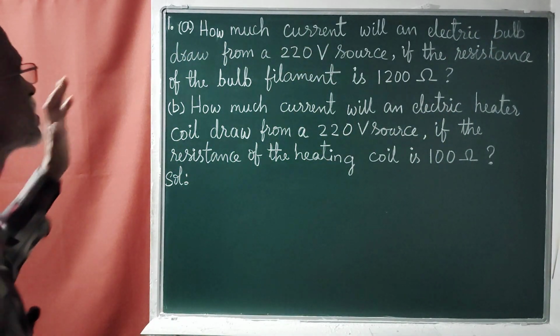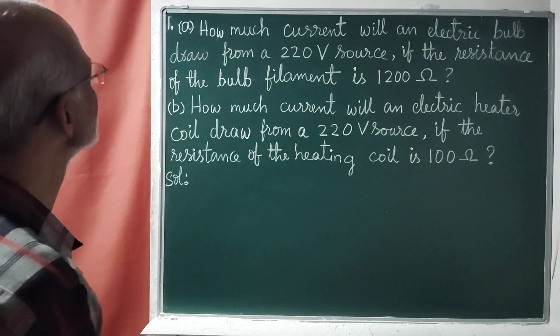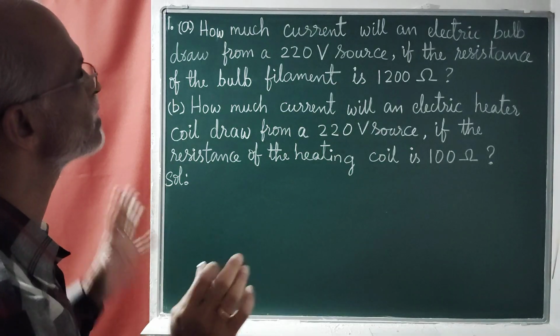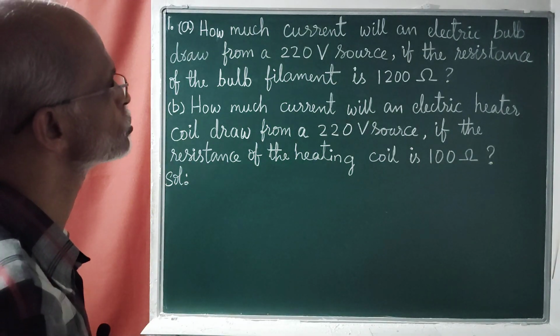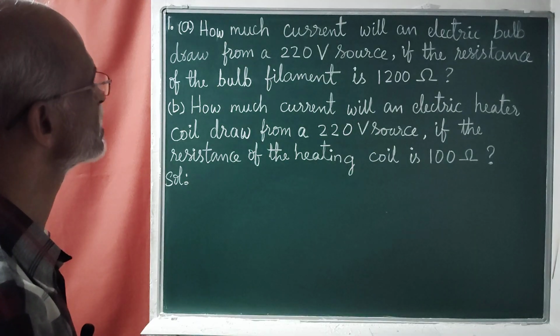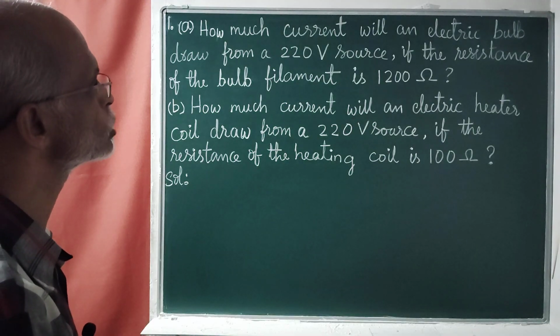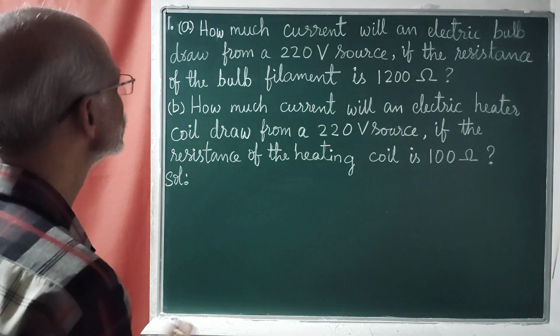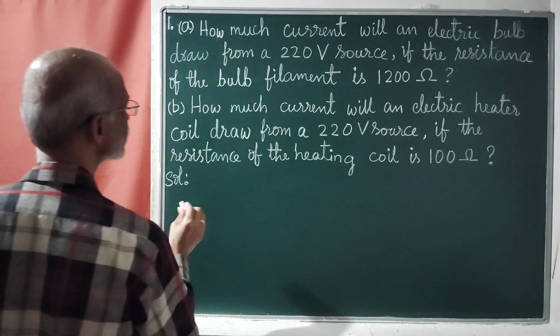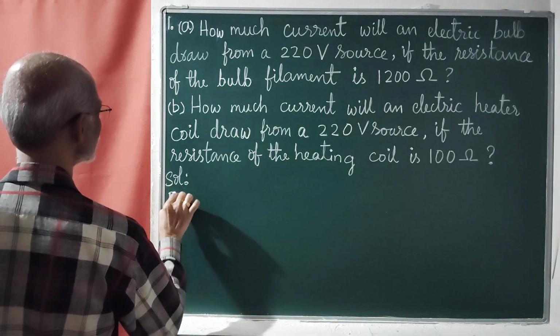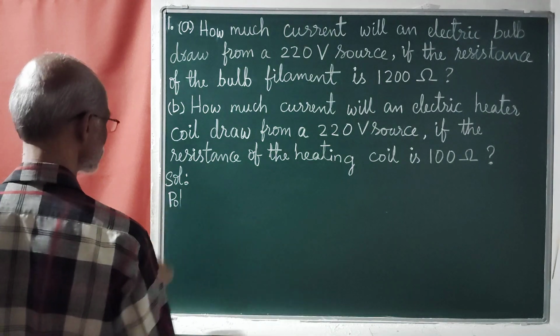So we'll try to answer the first question. They are asking how much current will an electric bulb draw from a 220 volt source. The resistance of the bulb filament is given to be 1200 ohms. So what is given to us? Potential difference.